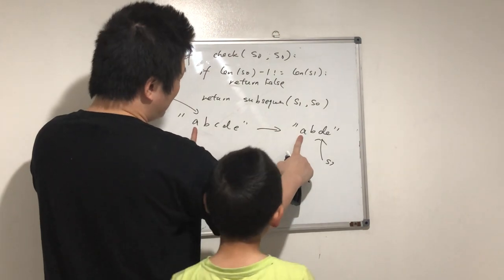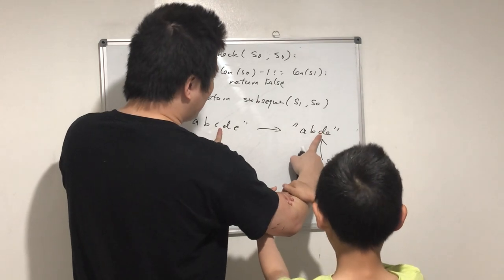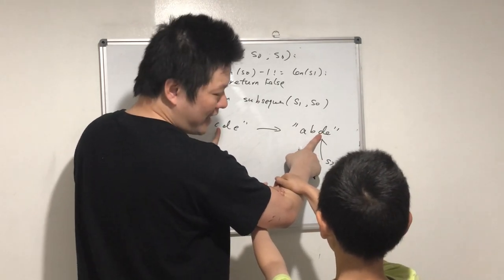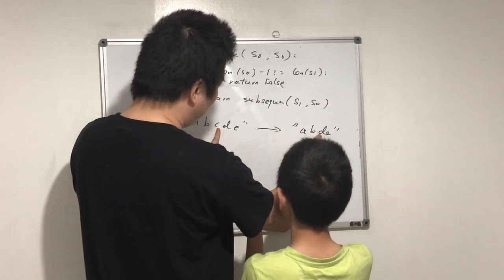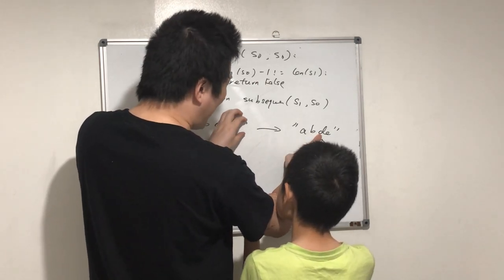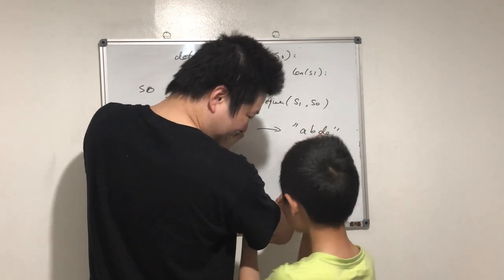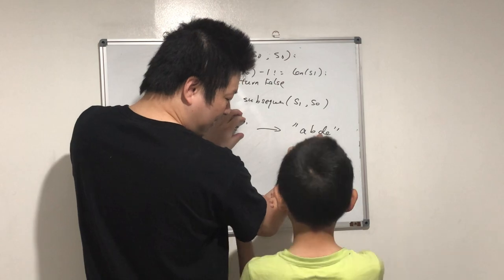Is A equal to A? Of course. Is B equal to B? Yeah. Is C equal to D? No. So in this case, what we need to check, if this one is bigger, what does it mean? It means that this part should be equal to this part, right? Does it make sense?